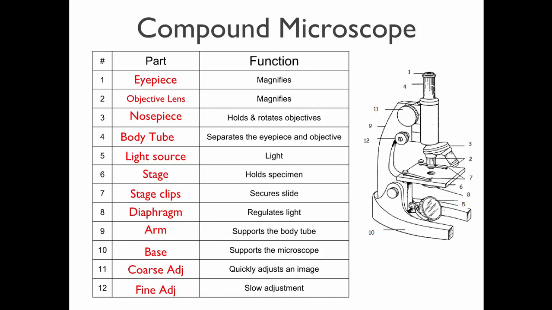Because when you're in high power, magnifying an image to a great degree, you only need to move that stage up and down less than a millimeter. So that fine adjustment allows you to do that. And those are the parts of the microscope.